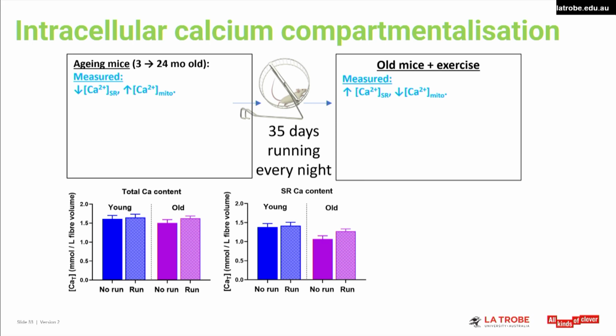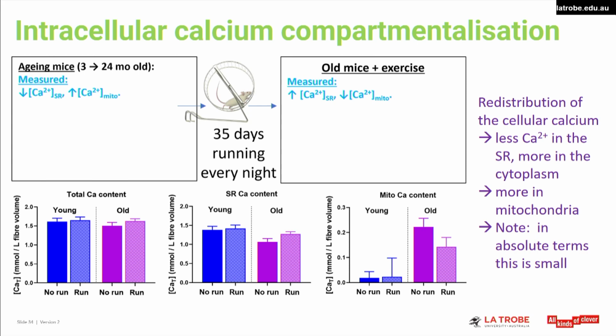So when we look at the total calcium in those animals, it's very similar between young and old, whether they've been given a running wheel or not. So that's not surprising to us who think a lot about calcium. But when we have a look at the SR calcium content, there is a difference, or what's heading to be a difference, where you have less calcium in the SR in an older individual, and it looks like there's a bit of a recovery. The numbers are not strong enough yet to be able to say that there's a significant difference there. But there does seem to be a redistribution into the mitochondria.